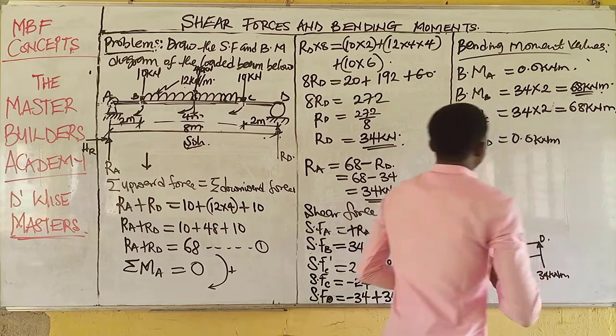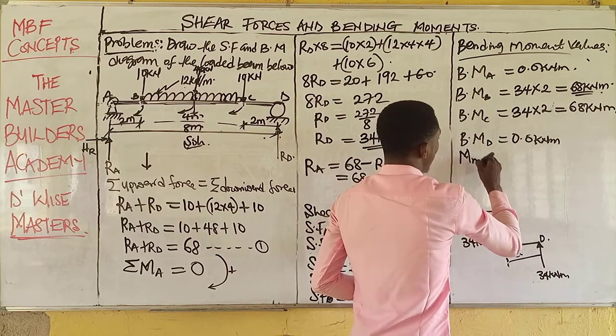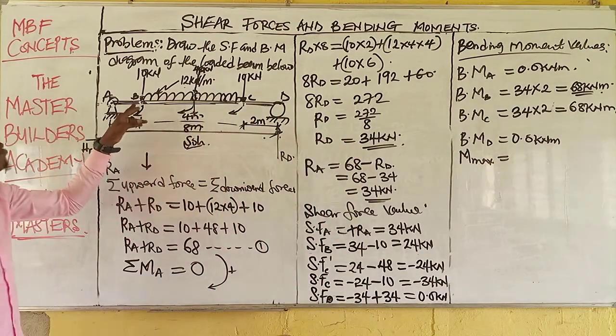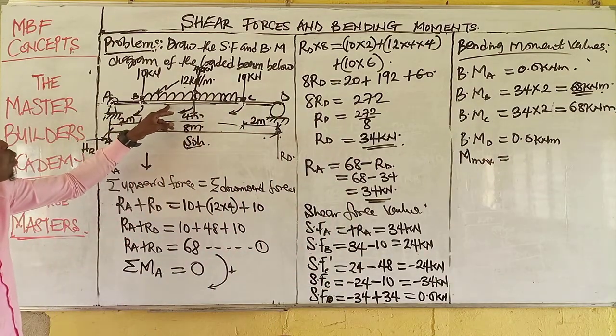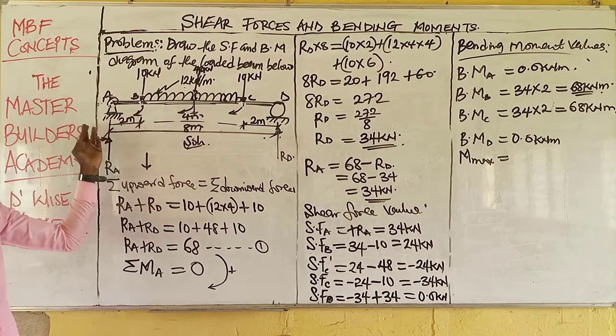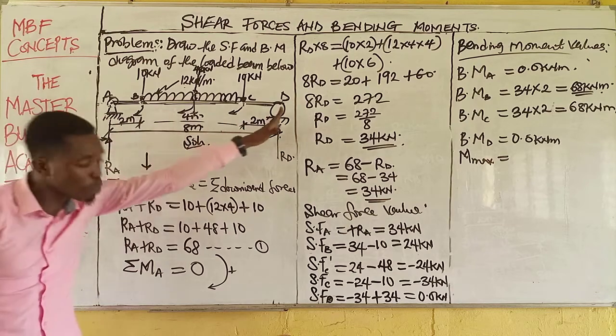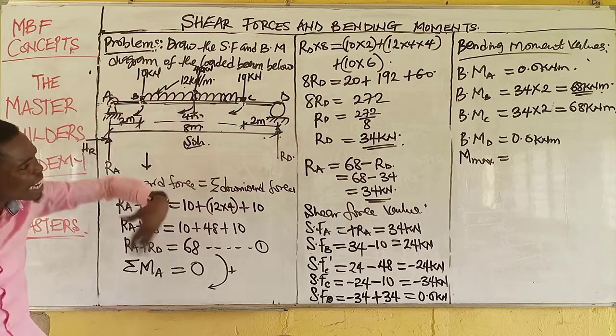Now, what is the maximum bending moment on this system? This is a beam that has a span. The moment we have here will be different from the moment we have at 3 meters from A, at 4 meters from A, at 5 meters from A. Similarly from this other end, what will be the maximum bending moment?